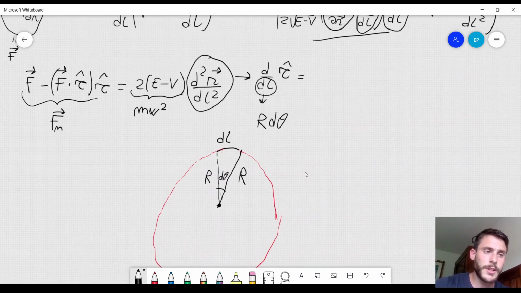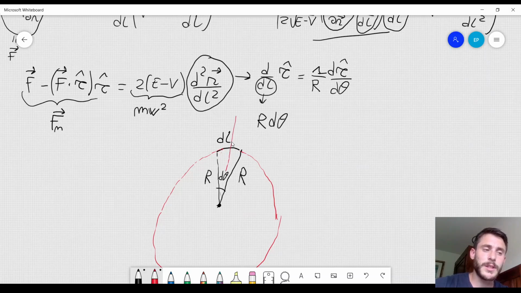And then of course here I can rewrite this expression as 1 over R d tau d theta. And if I consider a very small variation of tau with respect to the angle theta, I'm going to get a vector that's going to be perpendicular to the tangent, and therefore the direction will be that of the normal. And this will be a unit vector, which I can call n hat.